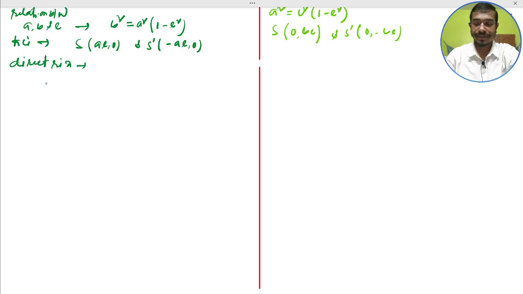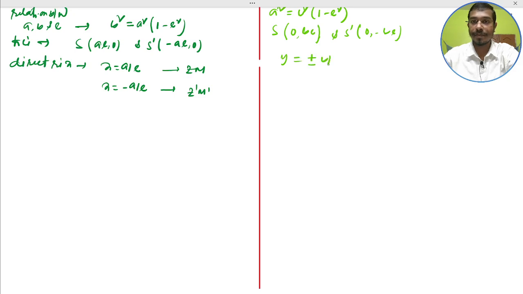The directrix: here x equals a by e. This is for the right one, the ZM equation. And x equals minus a by e. This is basically the Z dashed M dashed. Basically, retain the twice combination: y equals plus or minus b by e. Here this is x equals plus or minus a by e.